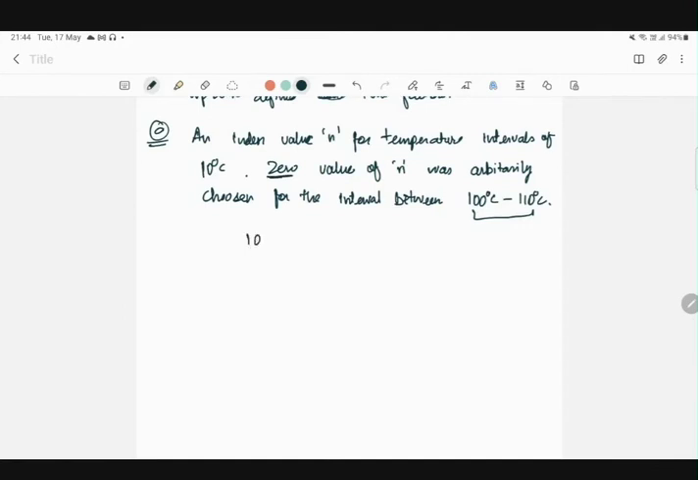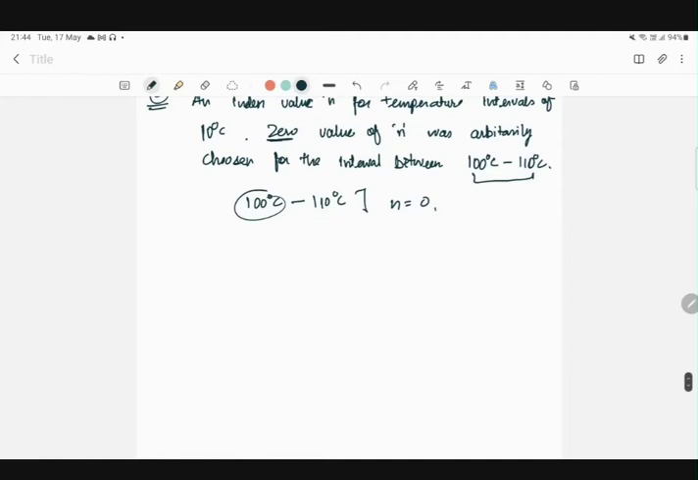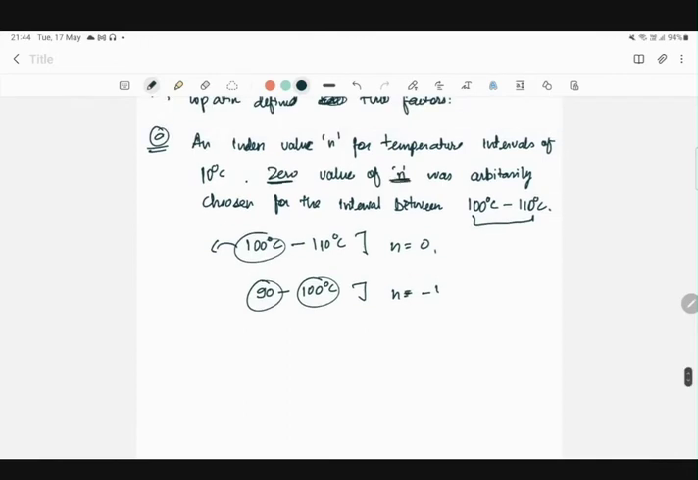If the temperature is between 100 degrees Celsius and 110 degrees Celsius, then the value of n will be zero. If the temperature is between 90 and 100 degrees Celsius, the temperature has decreased. See, from 100 we have moved to 90 to 100. So the value of n will be minus 1. So n is defined for this range.